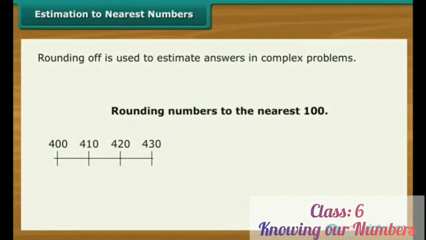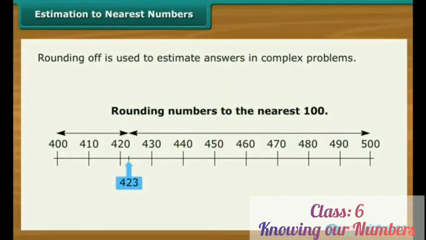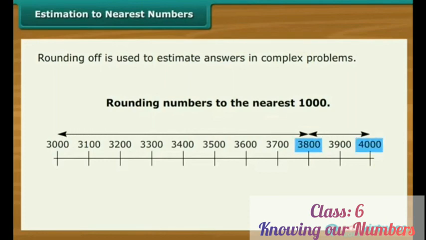Rounding a number to the nearest 100 means finding which 100 it is nearest to. For example, 423 rounded to the nearest hundred is 400. Rounding a number to the nearest thousand means finding which thousand it is nearest to. For example, 3,800 rounded to the nearest thousand is 4,000.